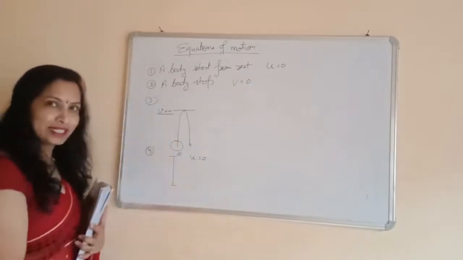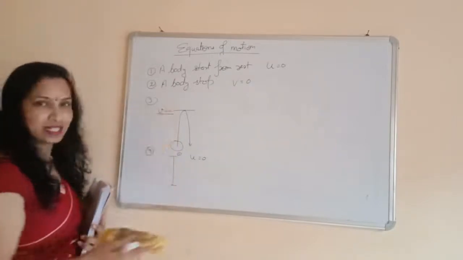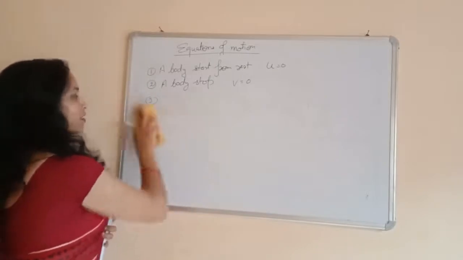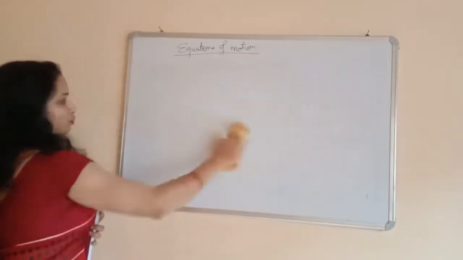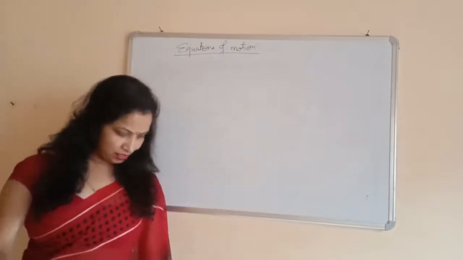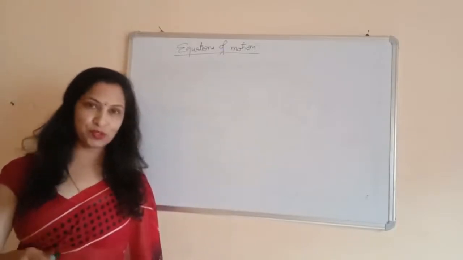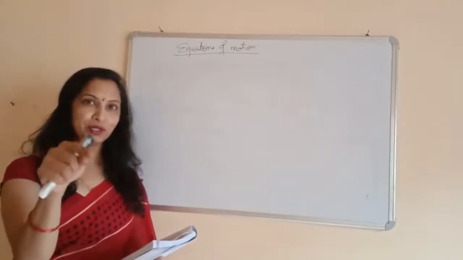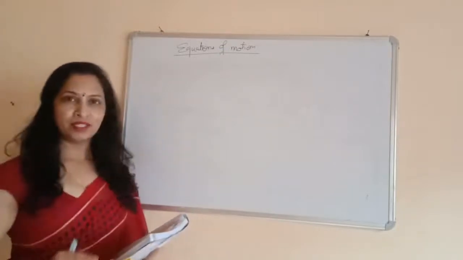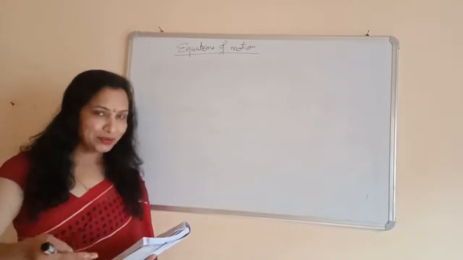Please write all the things, all the statements in your notebook and let's start doing some numericals by using the equations of motion. So the first one is a scooter acquires the velocity of, you can also write the statement of the numerical in your notebook. I am not writing here, I am going to tell you the question.